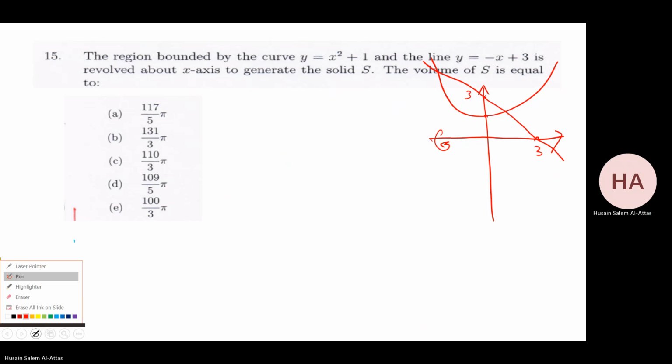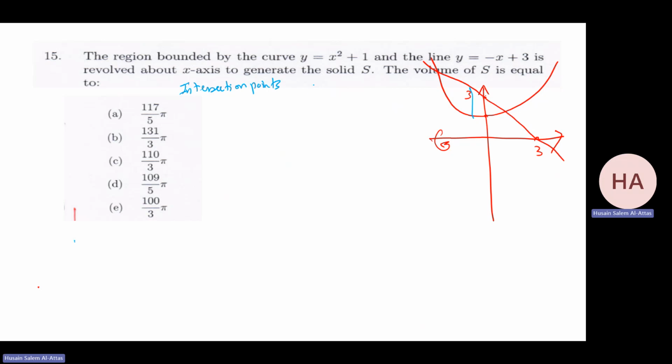Okay. So where is my line? It will be this. From where to where? I need to find the points of intersection. Intersection points. Equate them. So I have x squared plus x minus 2 equals 0. I have x equals minus 2 and x equals 1. So this is minus 2 and this is 1.